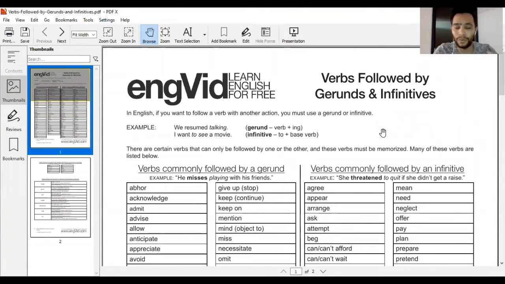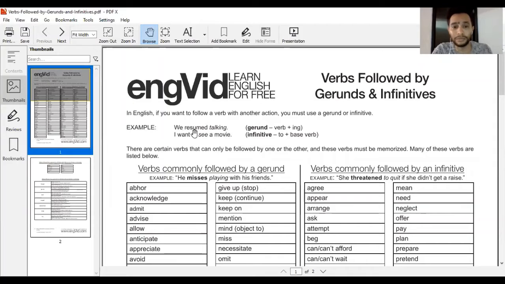Now, what do we have here? What we're going to do here is talk about the two different ways of using these patterns: which are those verbs that are always with the gerund form, and which are those verbs that are always with the infinitive form or the base form, as you can see right here. So take a look at these two examples that we have. We resume talking and I want to see a movie.